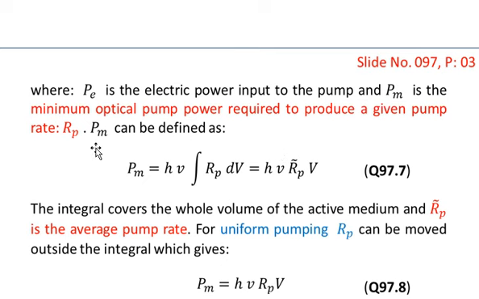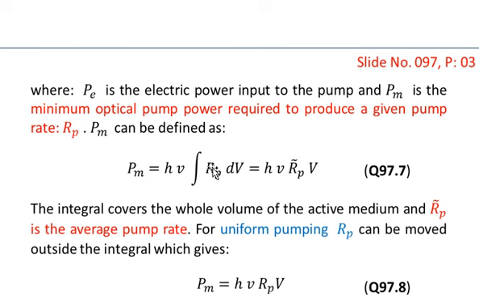So PM by definition is given by PM is equal to h nu multiplied by the integral of Rp multiplied by dV element. And you know that the total volume element will be the element of the active medium. So you see that this integral can be solved under two conditions. Since we are talking about a continuous laser, that is continuous pumping, we can here assume that Rp is the average pump rate.